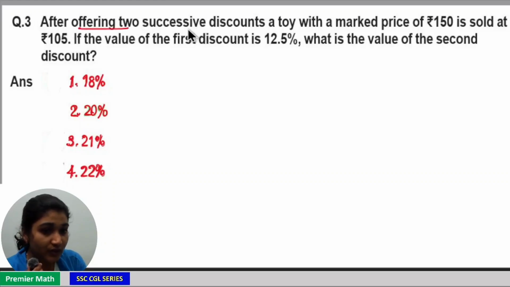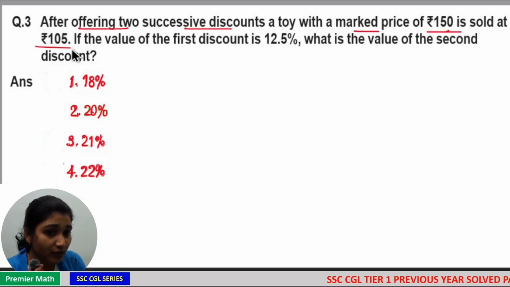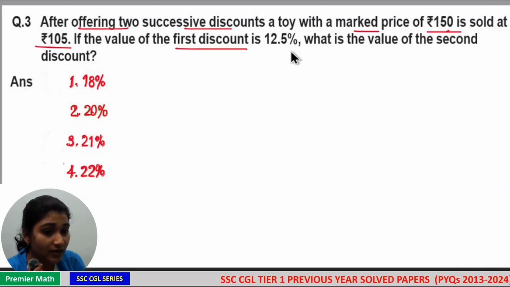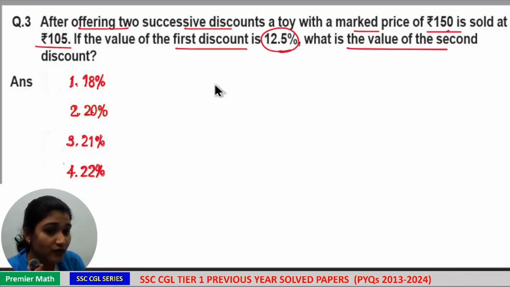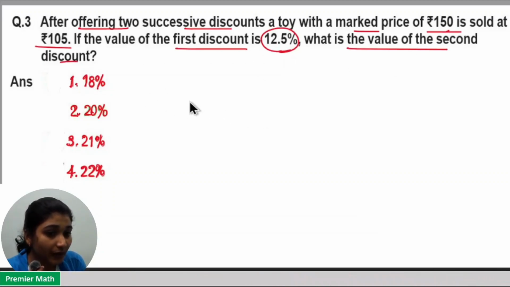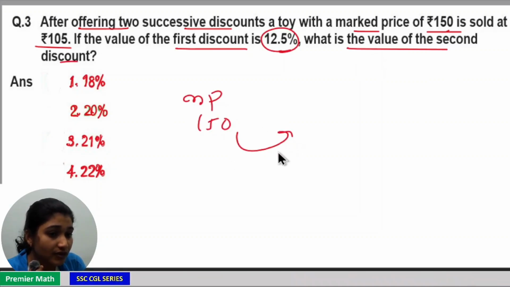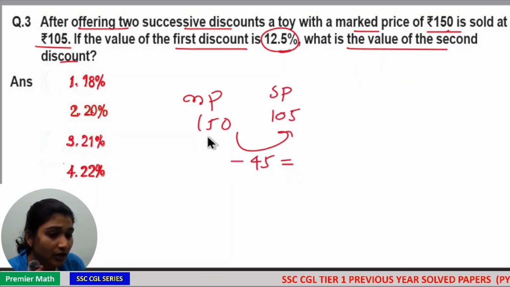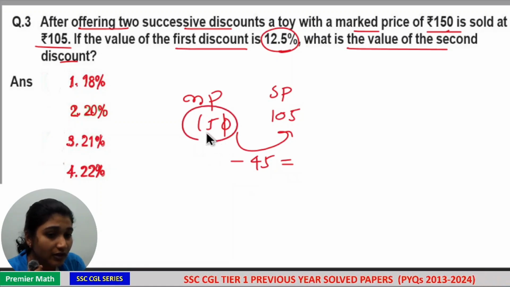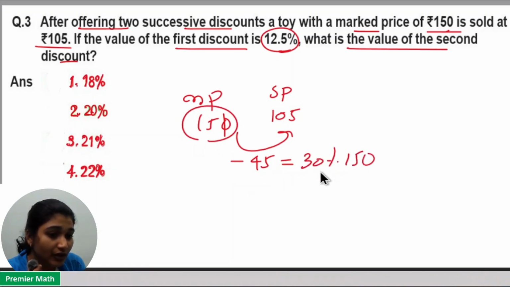After offering 2 successive discounts, a toy with a marked price of rupees 150 is sold at rupees 105. The value of first discount is 12.5%. What is the value of second discount? Here, marked price 150 and after 2 successive discounts, selling price is 105 rupees. So total discount here is equal to 45 rupees. 10% of 150 is equal to 15. 45 means 30% of 150. So here 30% is the discount here.